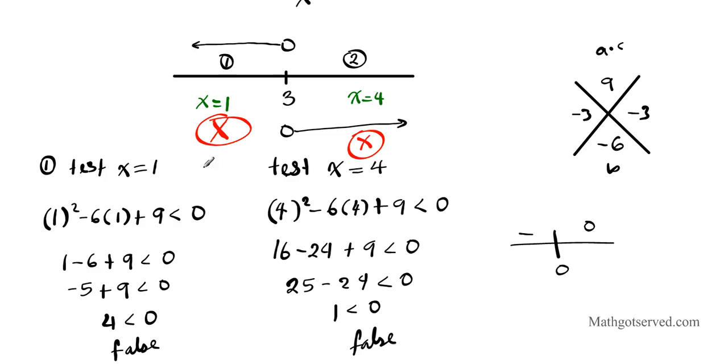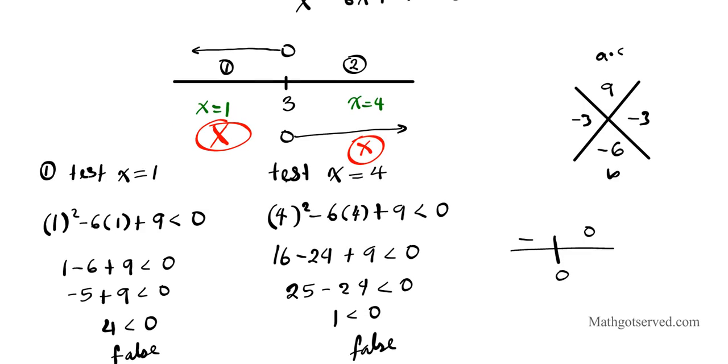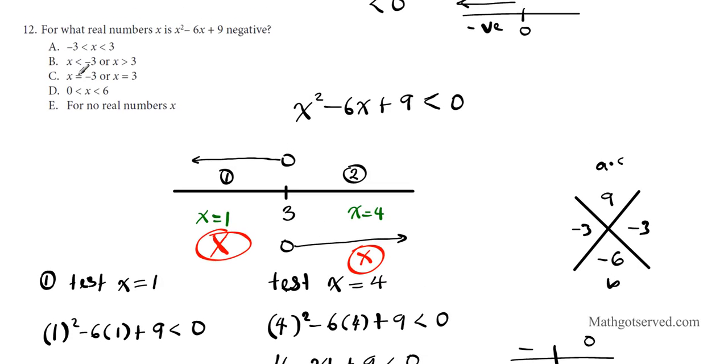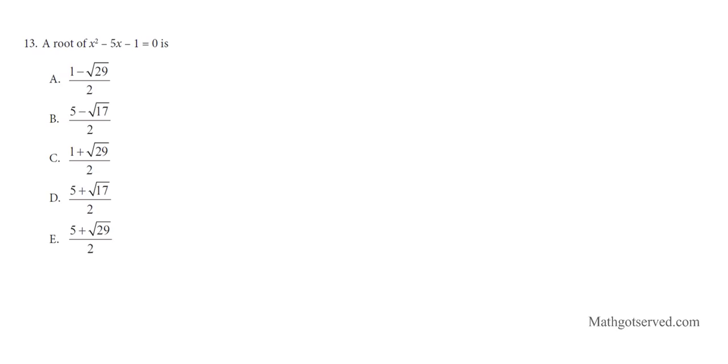Okay? So since both intervals are bad, guess what? There isn't any value of x that satisfies this inequality. So our conclusion is there are no real solutions. Okay, so there you have it. Alright, let's move on to question number 13.